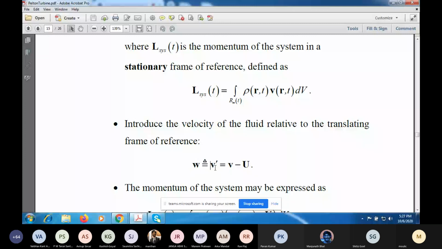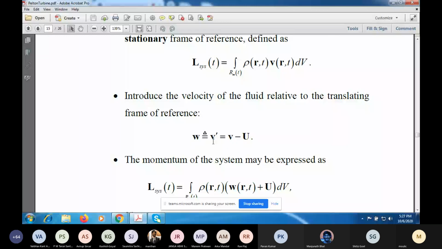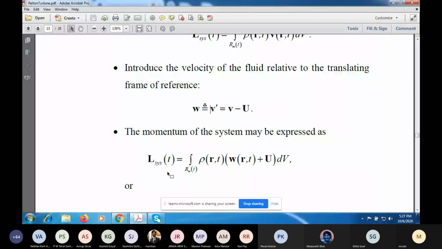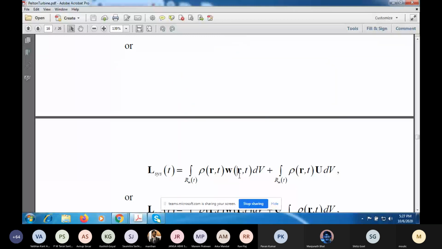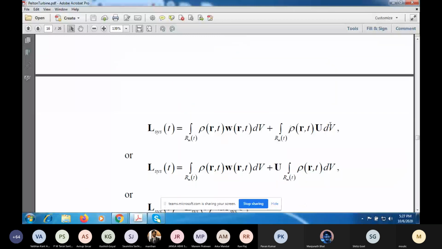Now, what you can do then is write V as W plus U, and then you have L system is the integral of rho times W plus U. So this I can write as the sum of two integrals. Okay. And since U is independent of the spatial coordinates, it could in general be a function of time, but only of time, because it's just a translational motion. Then I can pull this U out of this volume integral, which is the integral over the spatial coordinates.